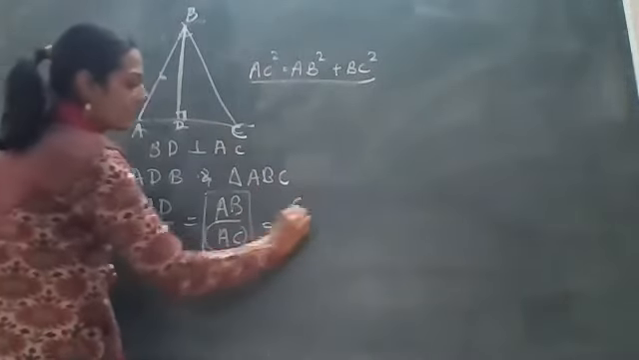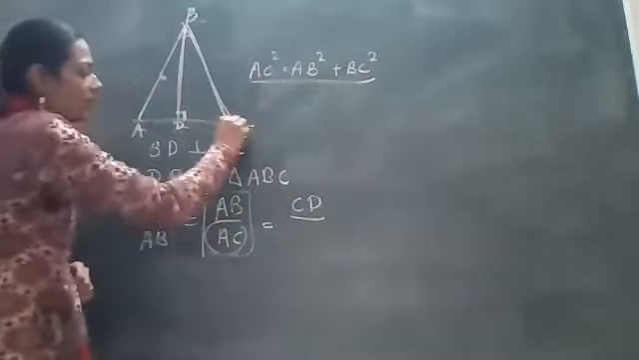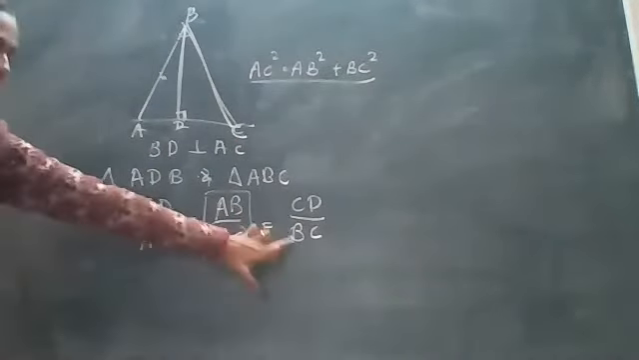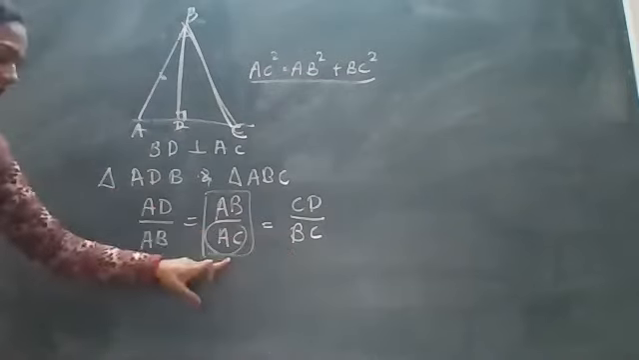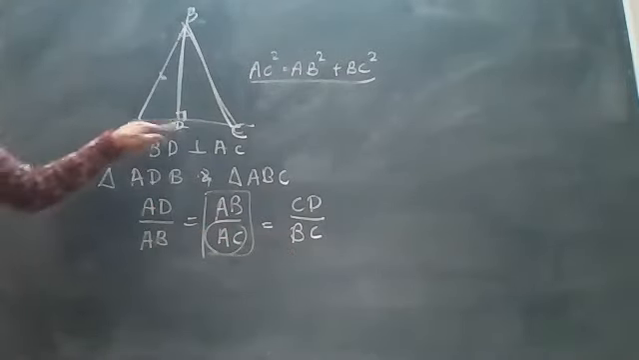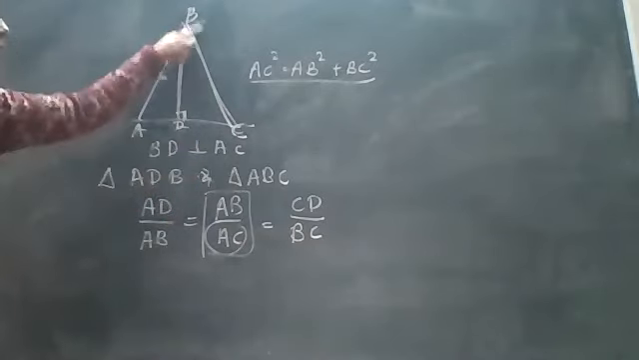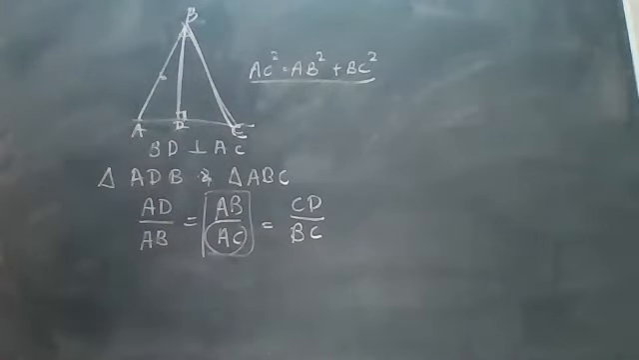But here also we can write CD upon the whole BC. That we have taken, but it is not needed for now. You just use this one only. But if you are writing AD upon AB, then similarly we can write CD upon the whole BC. Clear?